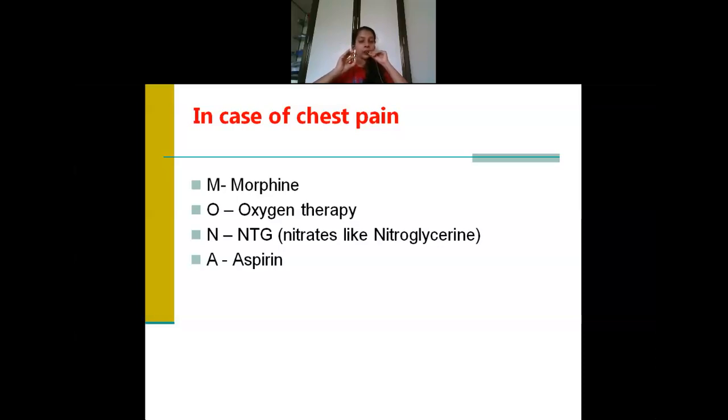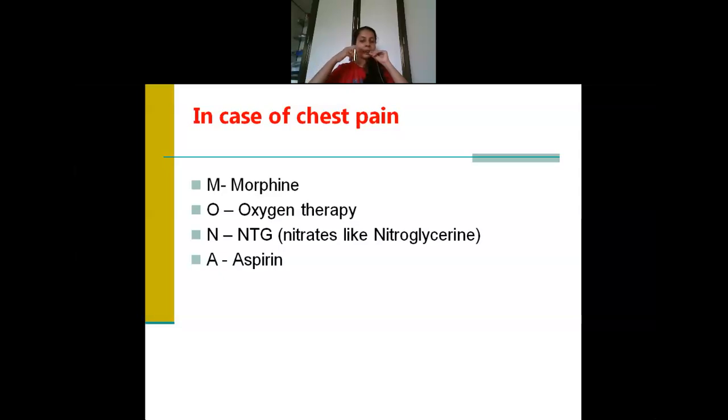Next, we will immediately start oxygen therapy for the patient because we have to reduce the workload on the heart. You will also be monitoring the oxygen saturation. We know there are different methods to administer oxygen. We can start with nasal cannula, nasal prongs, or we have the mask. Any way can be used to deliver the oxygen therapy, but commonly we use nasal prongs.